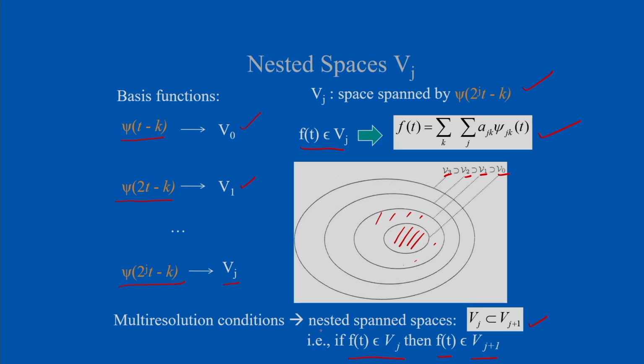So that means you can see I have the nested spanned spaces. So Vj is a subset of Vj plus 1. This is called the nested spaces, and the spaces are Vj. So I am considering V naught, V1, V2 like this, and corresponding to V naught I need the basis function psi of t minus k. Similarly for V1 the basis function is psi of 2t minus k. So like this I am considering.